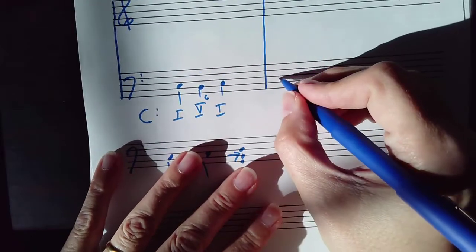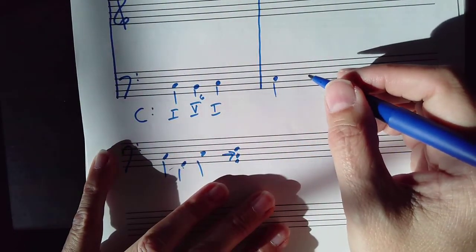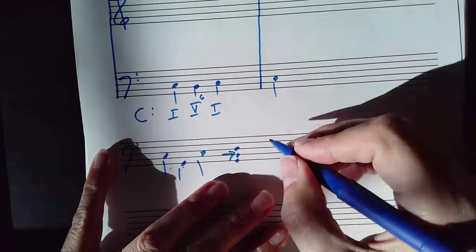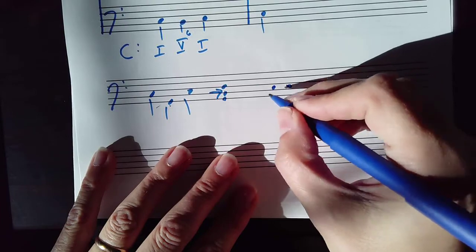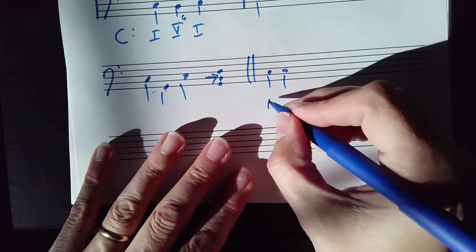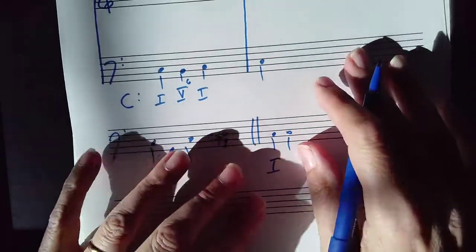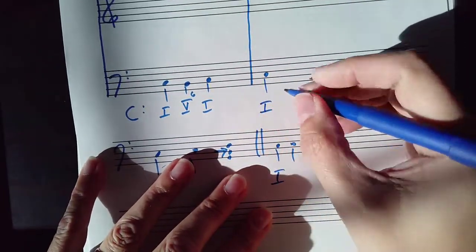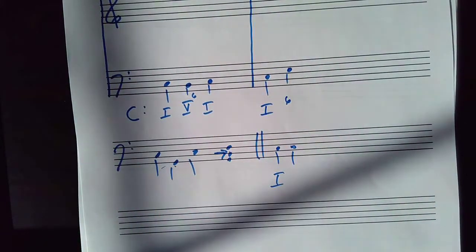Here's another one. What if you have two C chords in a row? That can sound a little monotonous. Instead, maybe you want to go from 1 to 1-6, just to give you some variety in the bass.